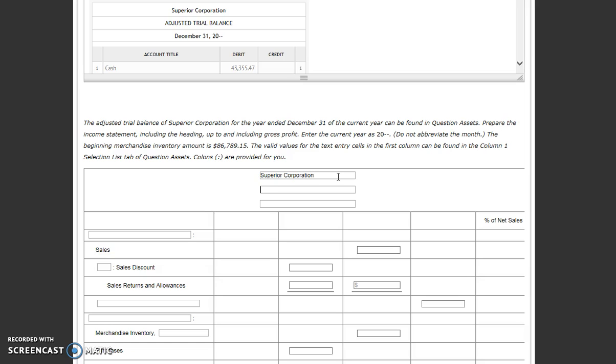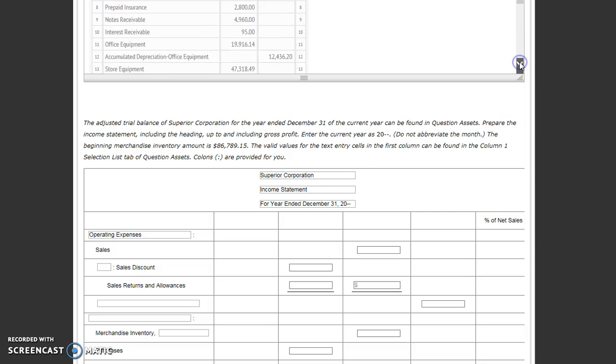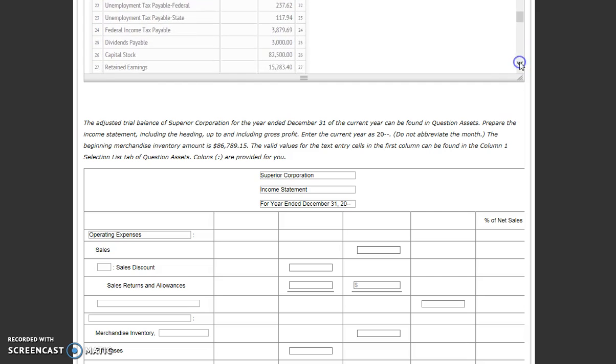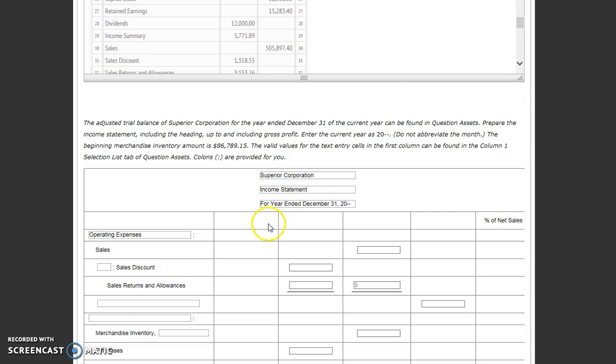Corporation income statement for year ended. Alright, first we do operating revenue. And as we said in the last part, that starts with sales. So we just have to find it. There we are. Sales, 505,897.